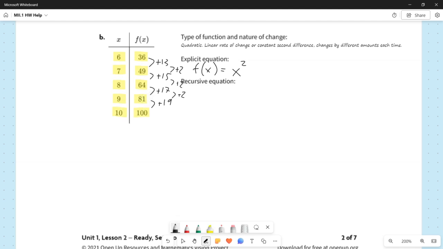And so we kind of lucked out with this problem because our explicit equation is actually the parent function for quadratics. It is the most basic possible quadratic function. It's literally just f of x equals x squared. You take your input and you square it. So that is our explicit equation.